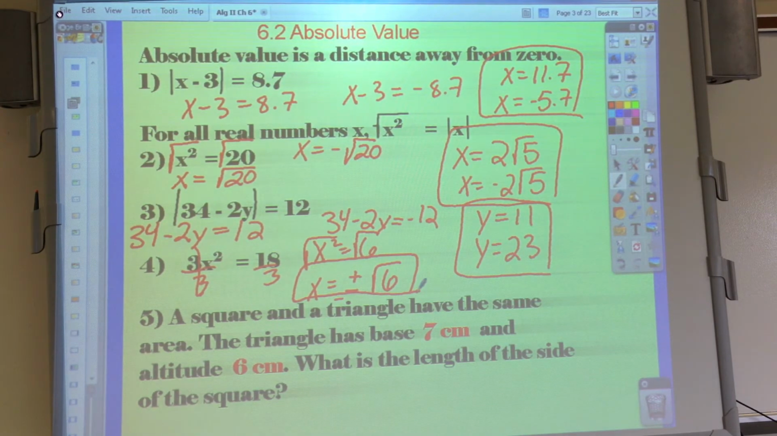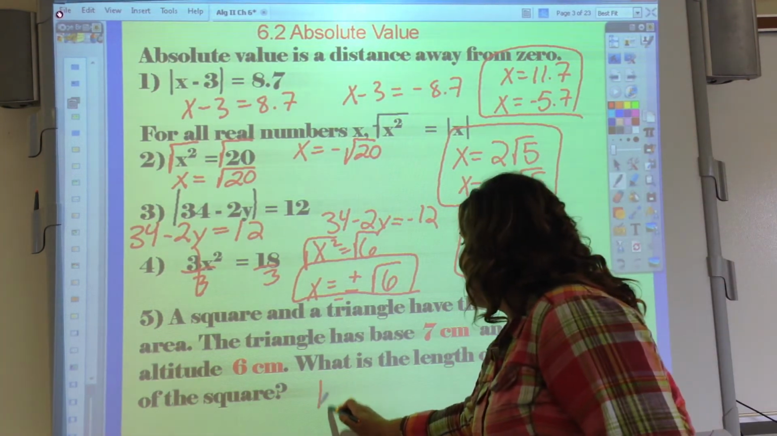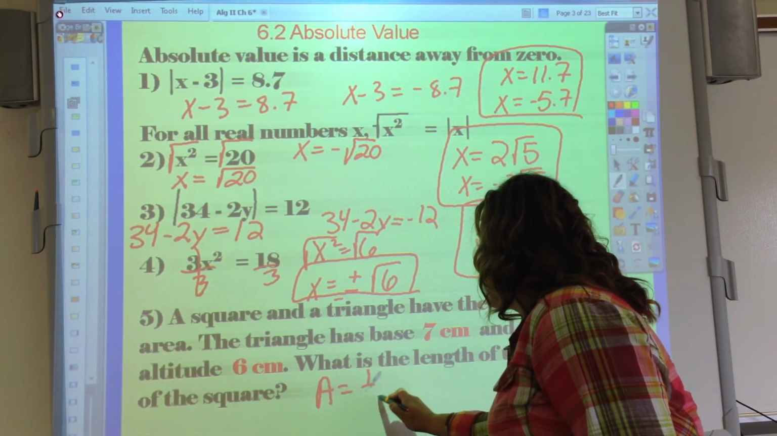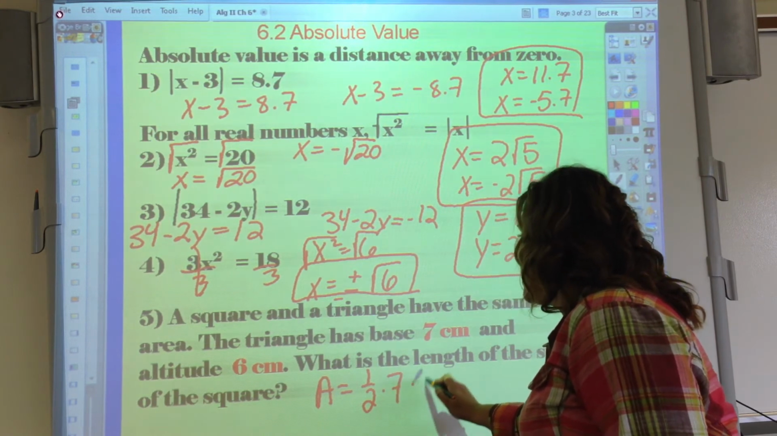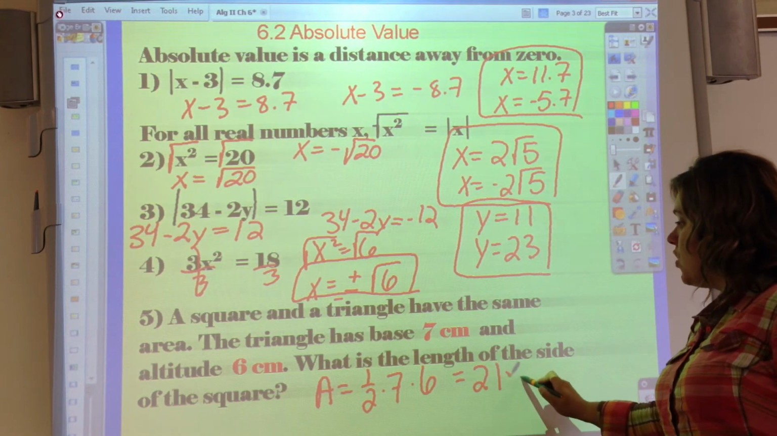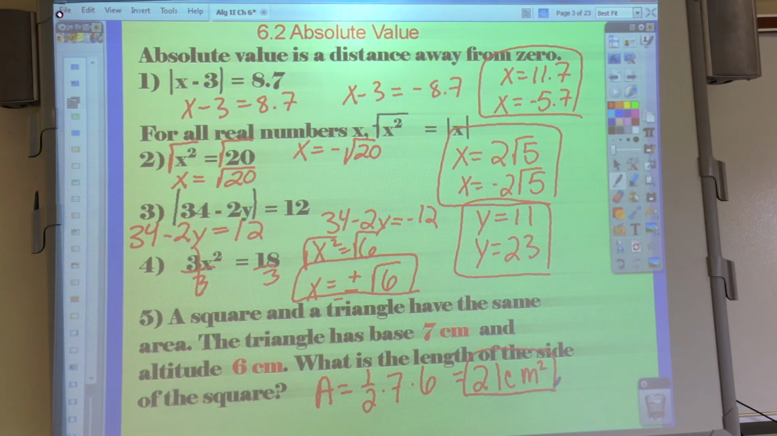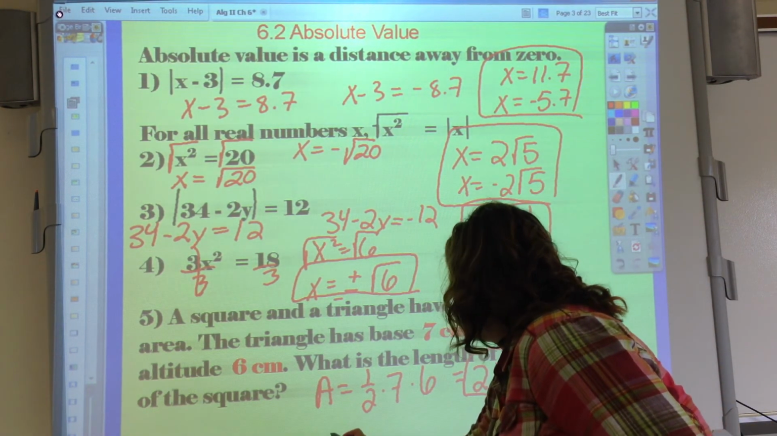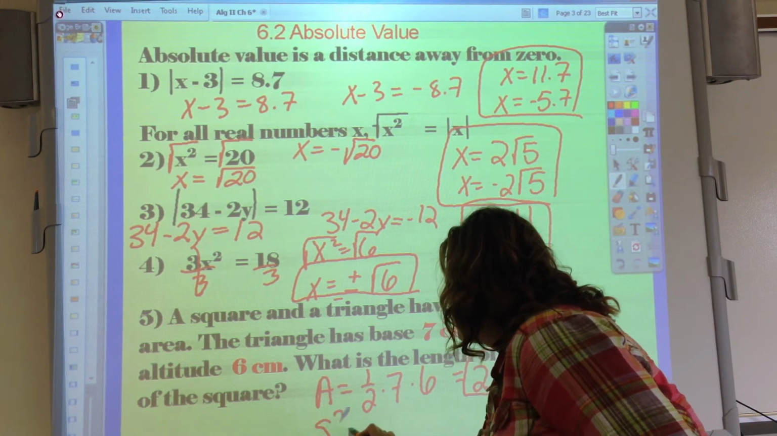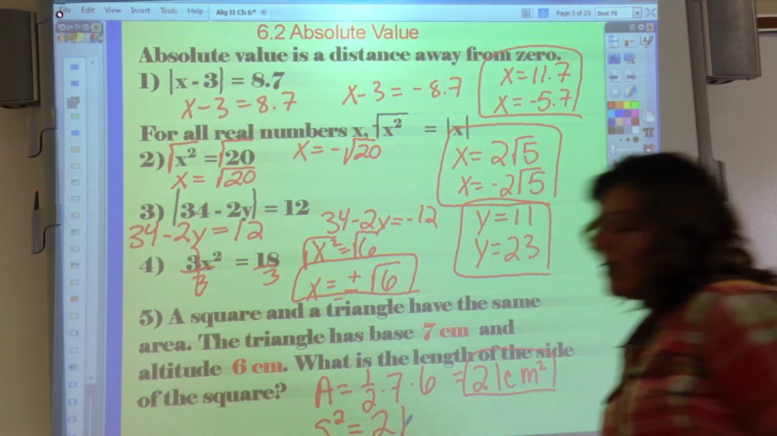All right, if we have a square and a triangle that have the same area, the triangle has a base of 7 and an altitude of 6, and we want to find the length of the side of a square that equals that area. First, let's find the area of this triangle. My area is always 1/2 base times altitude or height, and hopefully you'll agree with me, I get 21 centimeters squared. If that is the area of my triangle, hopefully you agree the side of the square, s squared, should equal that same area.